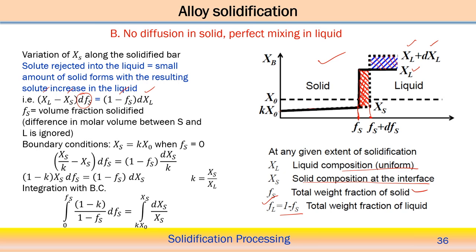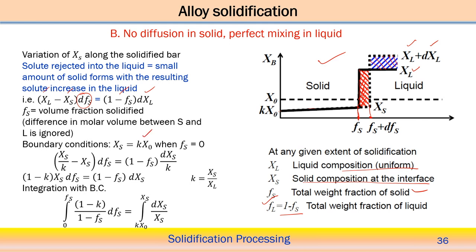fs is the volume fraction of the solidified material, but in this case we are neglecting the molar volume difference between the solid and the liquid phase; it is actually ignored here. Once we do that, we can also find one boundary condition, because initially xs equals kx0 when the solid fraction was 0. So when the solid fraction was 0, the composition of the solid xs was k into x0.